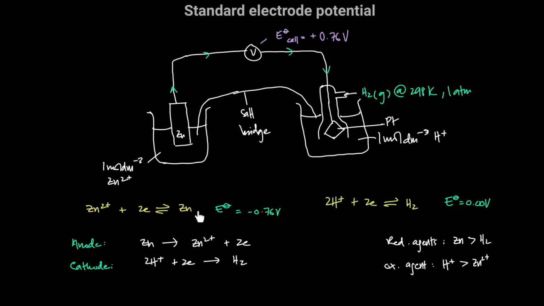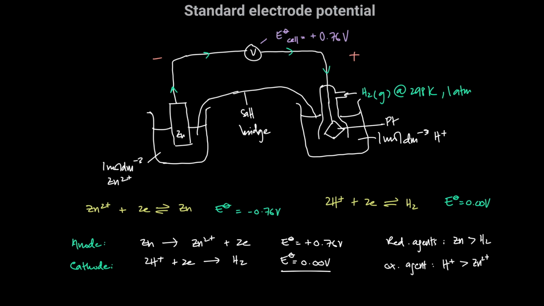Another way to understand this is that when we talk about standard reduction potentials or standard electrode potentials, in this particular case, we know that the zinc electrode is the negative electrode and the hydrogen electrode is the positive electrode. So we know that zinc is losing electrons more readily than hydrogen. For the standard hydrogen electrode, the standard reduction potential is 0.00 volts, and we know that this reaction is taking place spontaneously. And if the standard reduction potential is negative 0.76, then the oxidation of zinc, that's the reverse reaction, is going to be positive 0.76 volts.